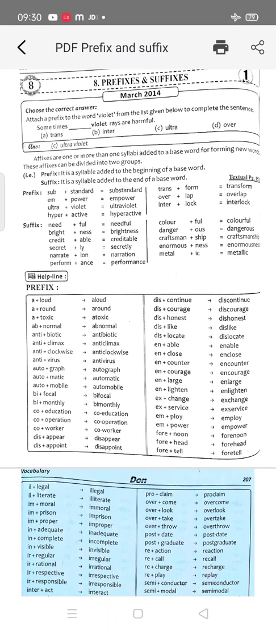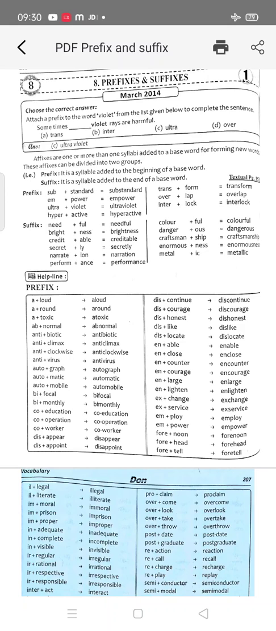Focal, bifocal. Monthly, bimonthly. If you add bi in front of monthly, it will become bimonthly. Education, coeducation. If you add co, it will become coeducation. Operation, when you add co in front of that, it will become cooperation. Worker, coworker, just like that.